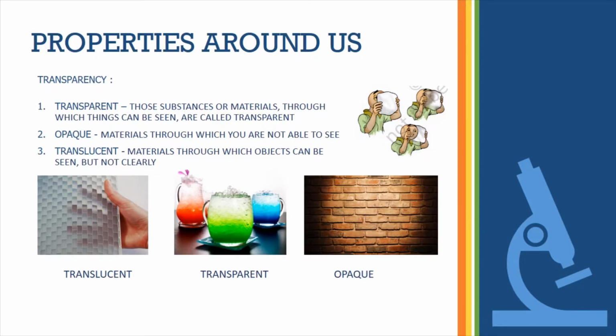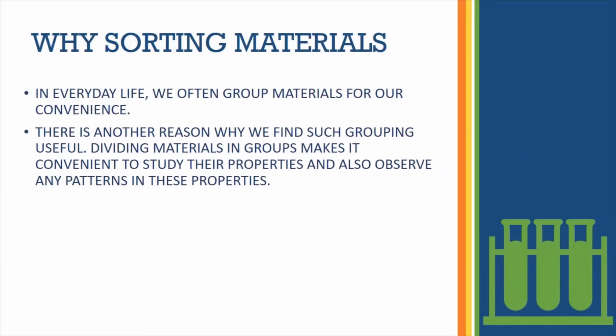Now we have come to our final topic, why sorting materials. In everyday life, we often group materials for our convenience. For example, in a grocery store, vegetables and fruits are stored in rack 1, whereas pulses and grains are stored in rack 2, so that customers can get the desired product without any inconvenience. We also group materials to study their properties and observe any patterns in the properties.